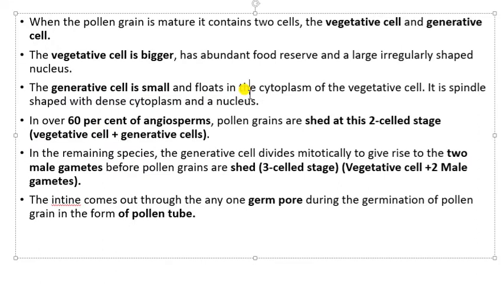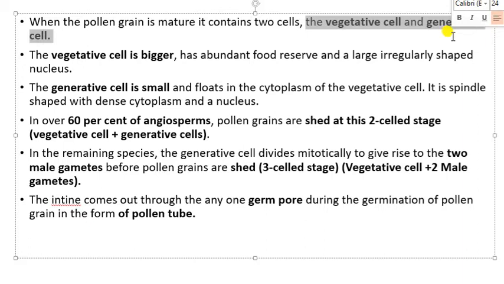Now, after going through the structure of the pollen grains, next we'll go with the vegetative cell and generative cell. When the pollen grain matures, it contains two cells: one is the vegetative cell and the other one is the generative cell. So during maturation, the pollen grain contains two types of cells. One is the vegetative cell and the other one is the generative cell.